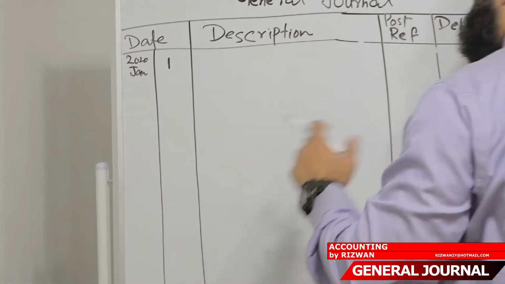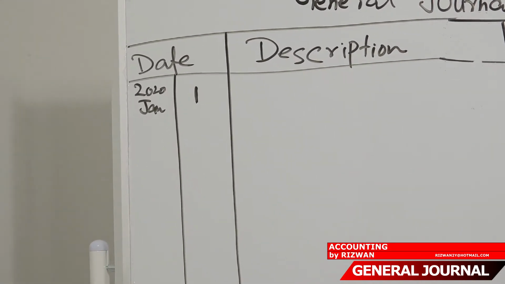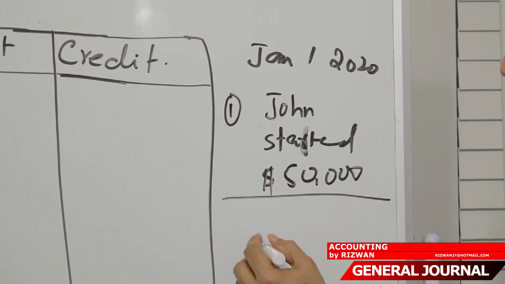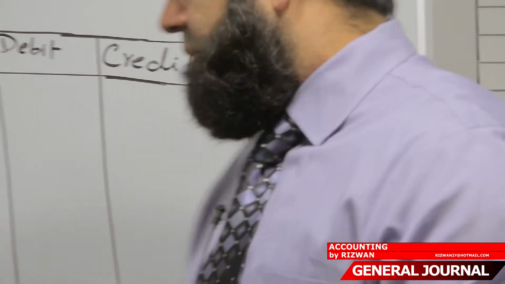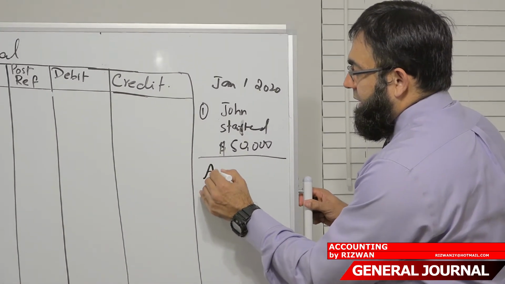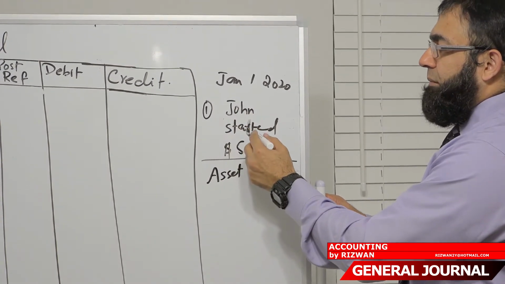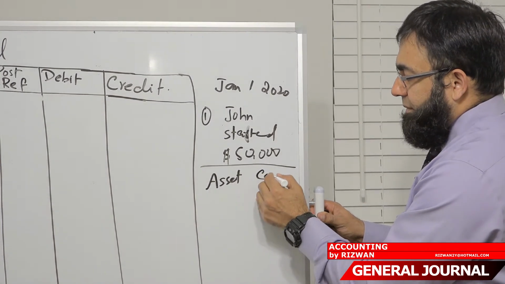So which account is going to be debit? First of all, we are putting cash in the business, right? So cash is going to be debit. And how will we do that, guys? It's very simple. First of all, cash is an asset account. And John's capital, since he's starting his business, is the capital, guys.